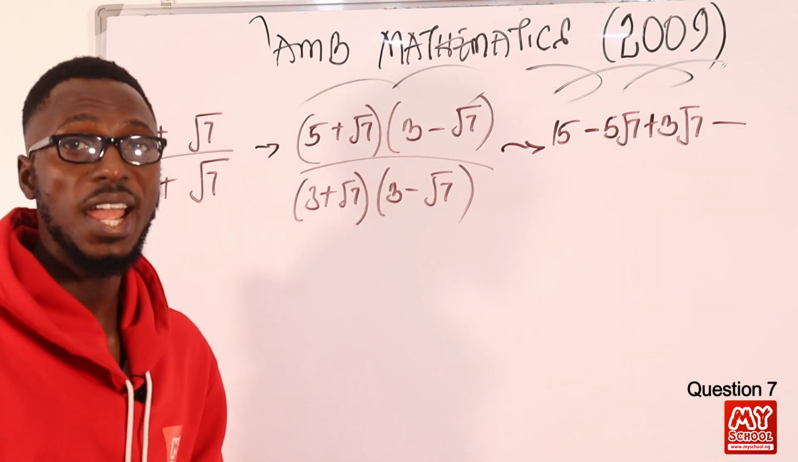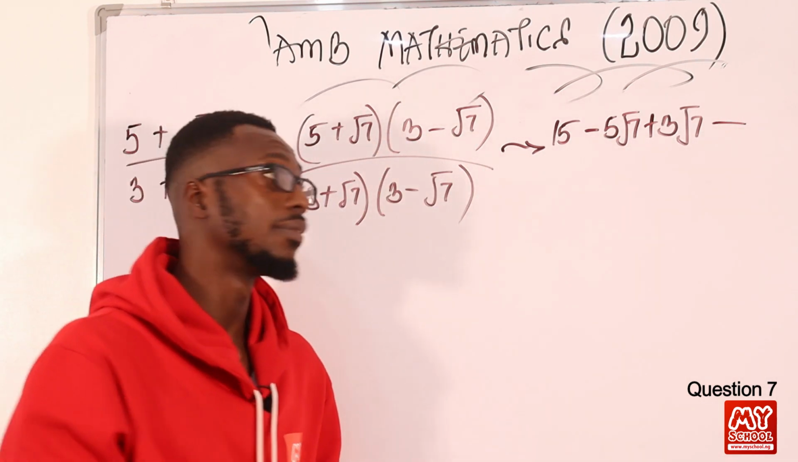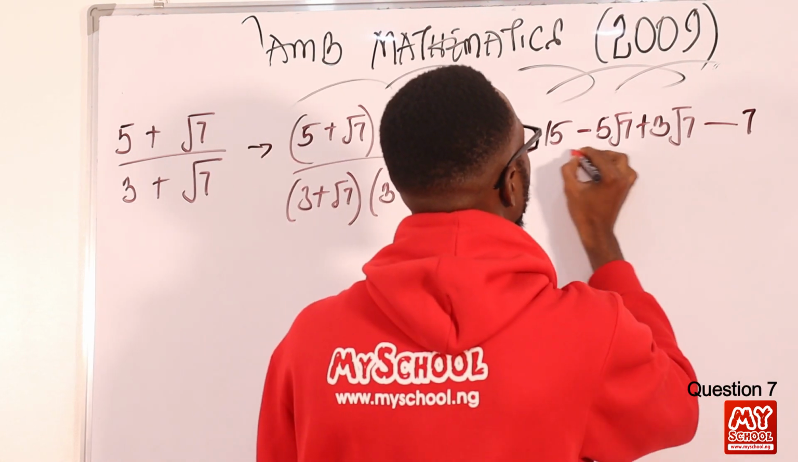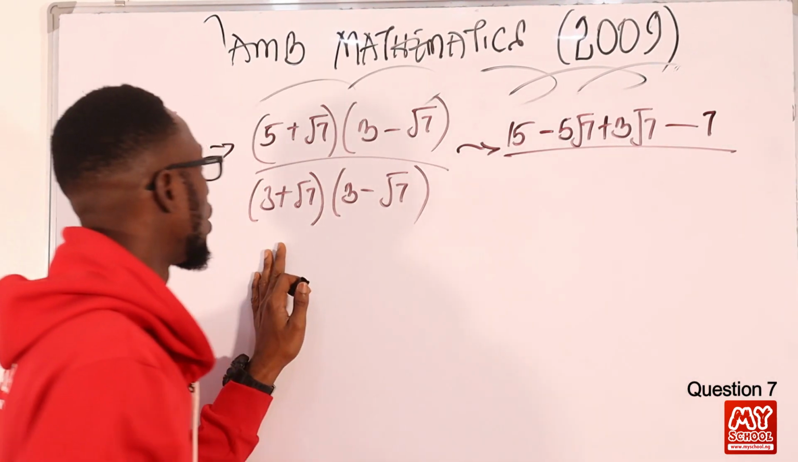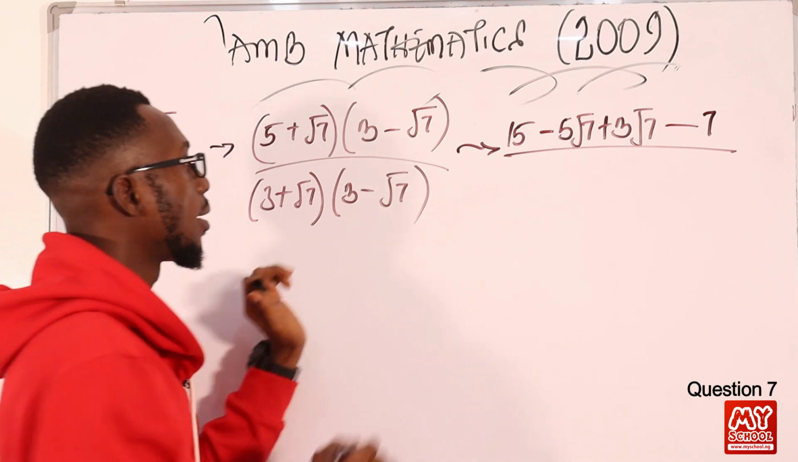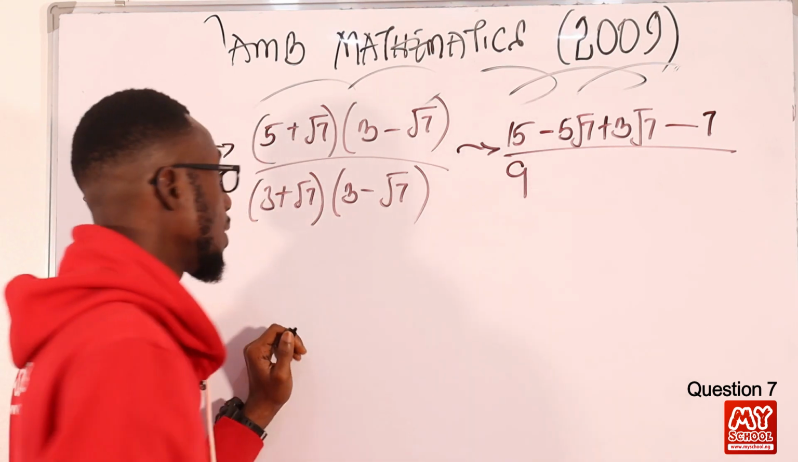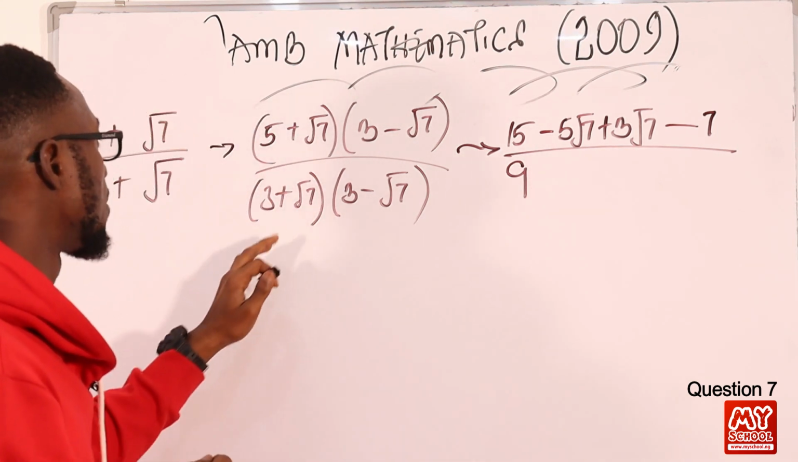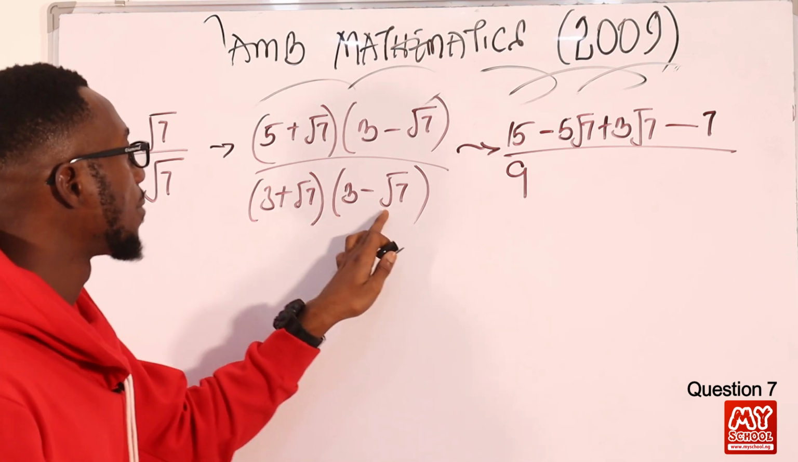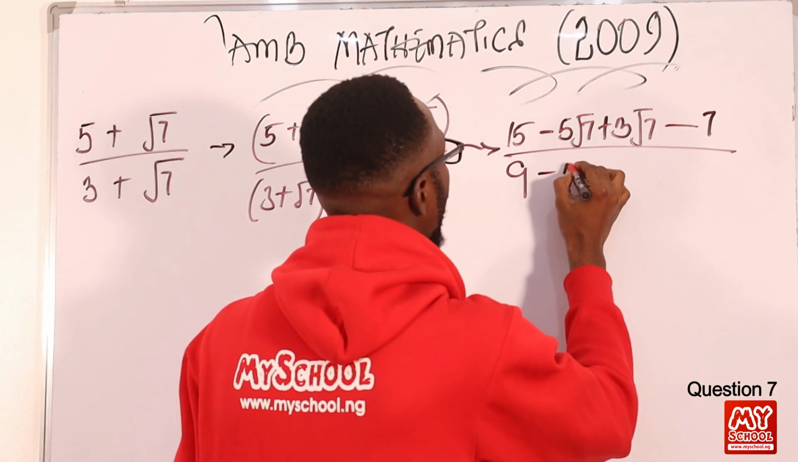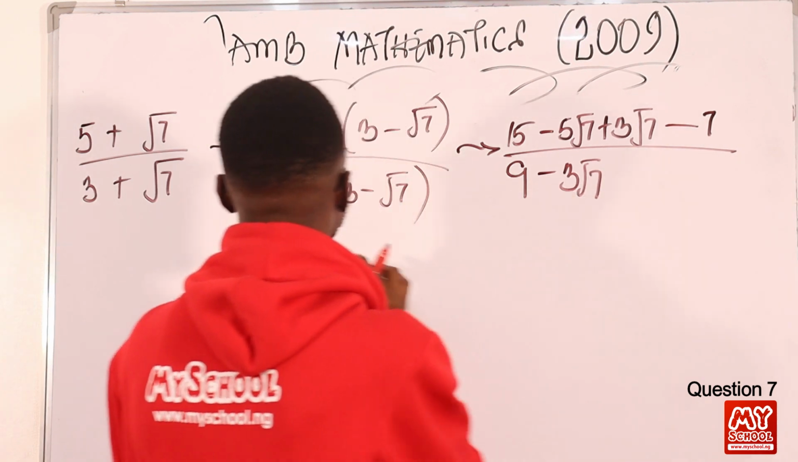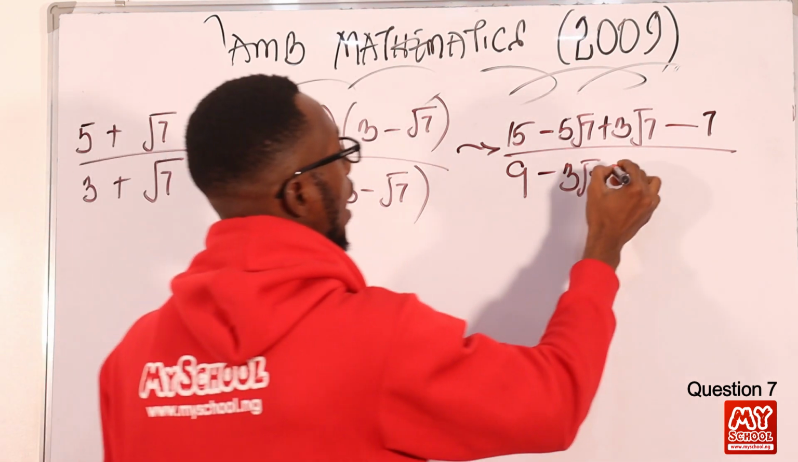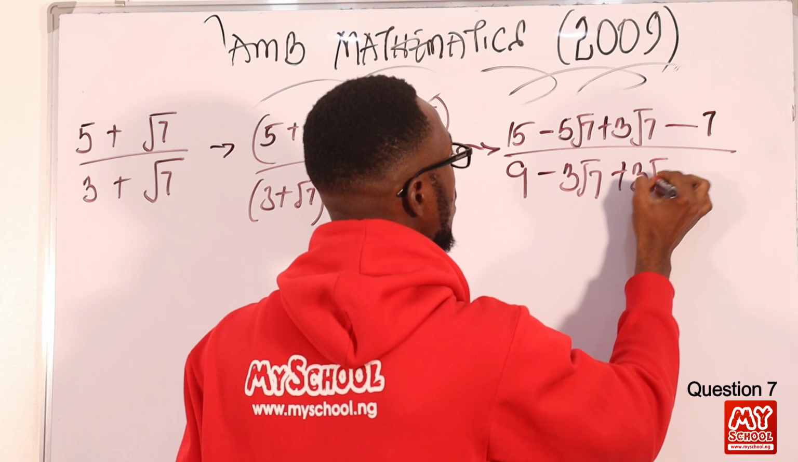I have root 49. Square root of 49, that is 7. So that is for my numerator. Then denominator, I have 3 times 3. I have 9. Right? Okay, I don't want to jump the steps here. So I have 3 times minus root 7. I have minus 3 root 7. Plus root 7 times 3, I have plus 3 root 7, right?